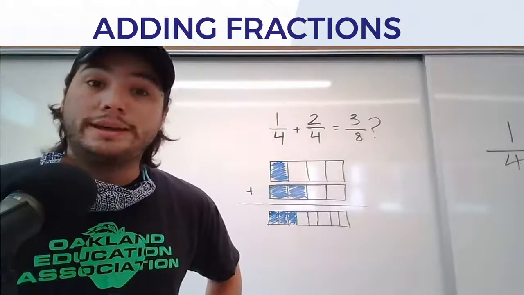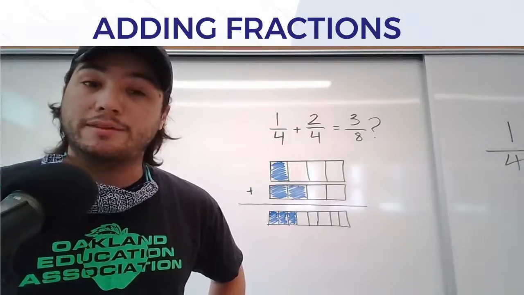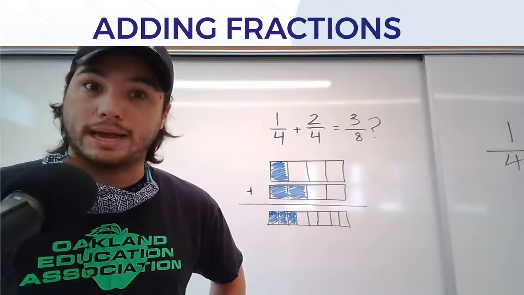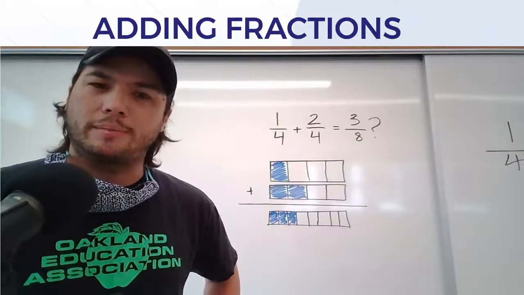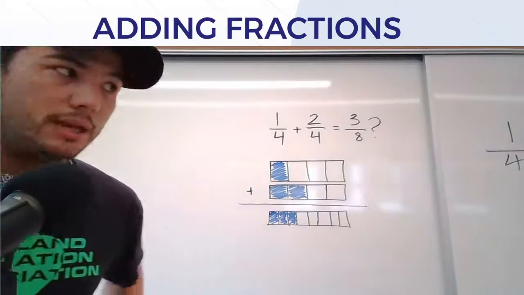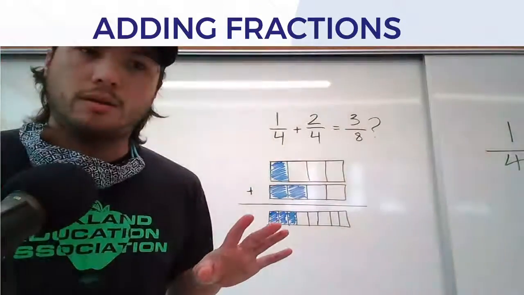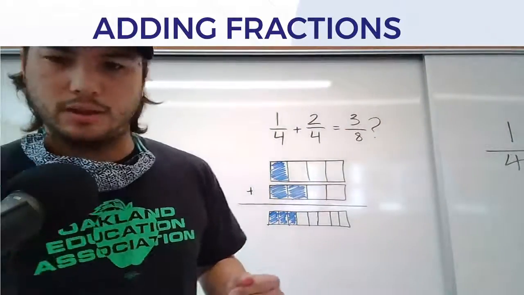Okay? Next week, we're going to get to what we do when our denominators aren't the same and we have to make our pieces the same size. But for today, we're just going to be dealing with fractions with like denominators, fractions where the pieces are the same size. So let's take a look at this problem, but in a way where we aren't changing the size of our piece. It looks like this.